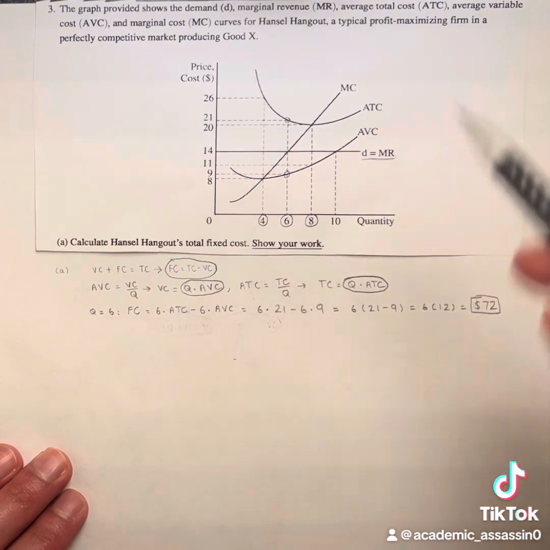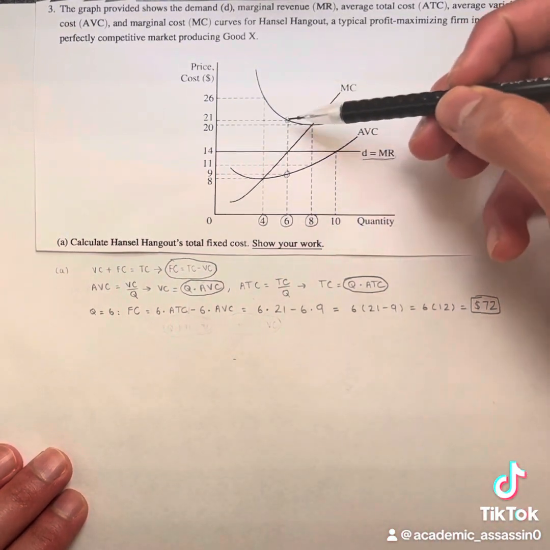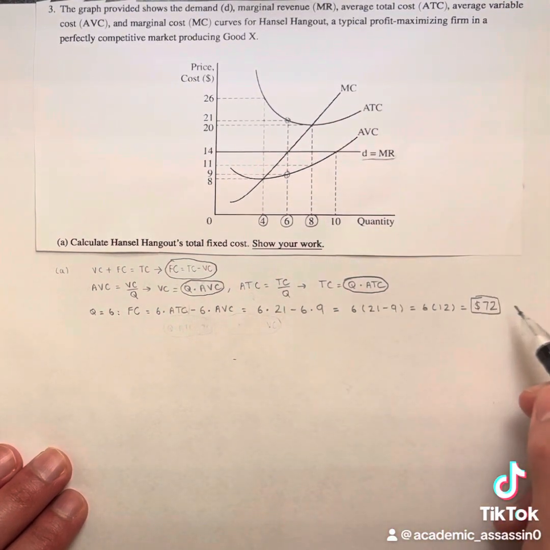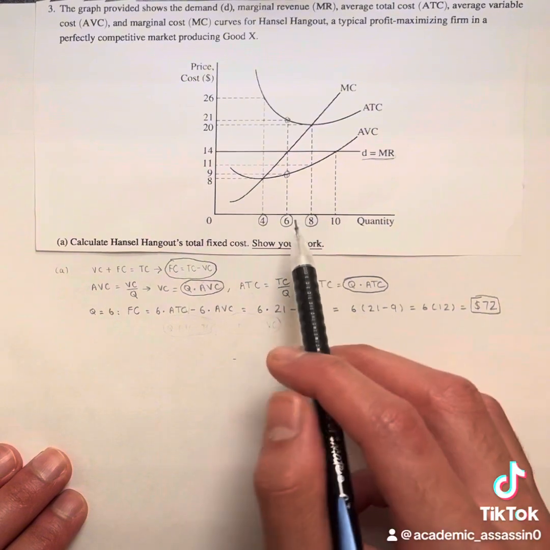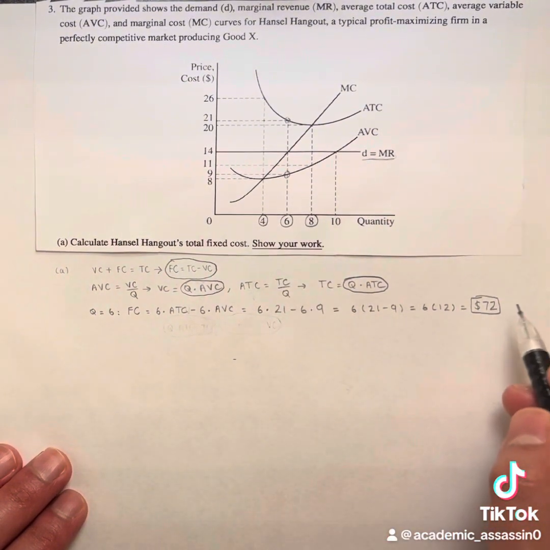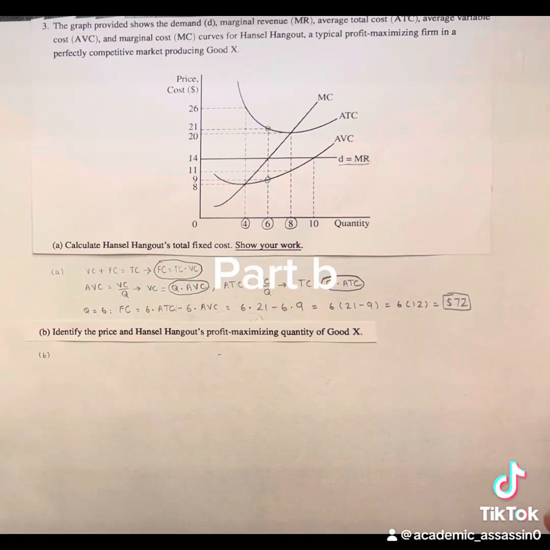6 times our ATC of 21 minus 6 times our AVC of 9, and we get an answer of 72. Just note that you could also use any other quantities like 8 or 4, and you'd still arrive at the same answer of 72.